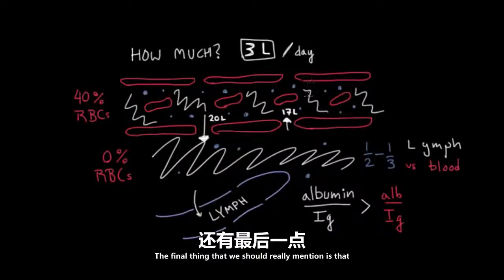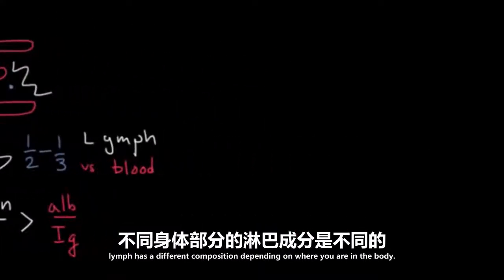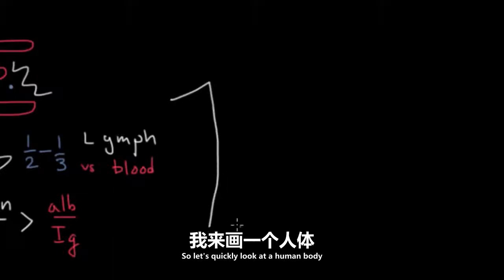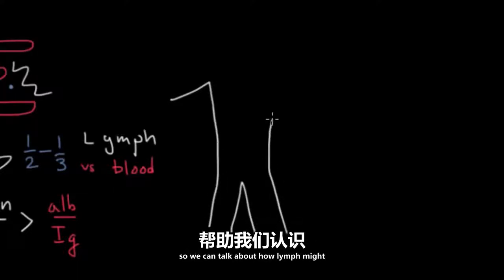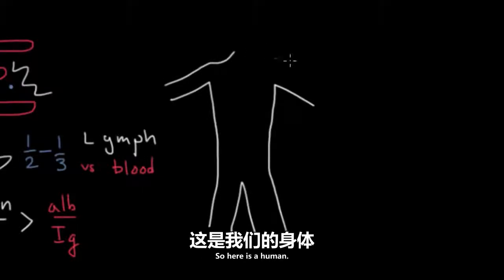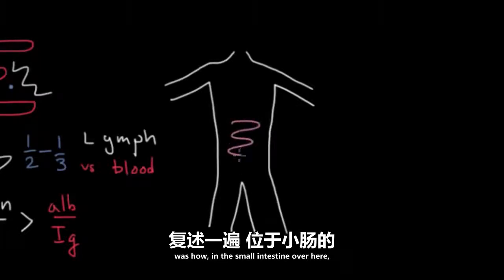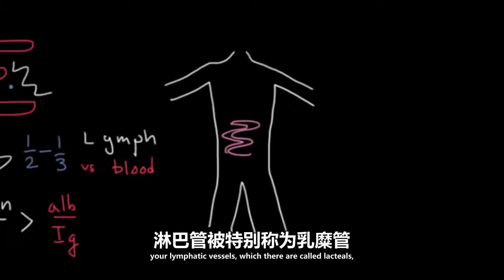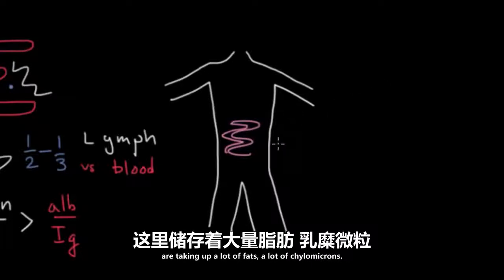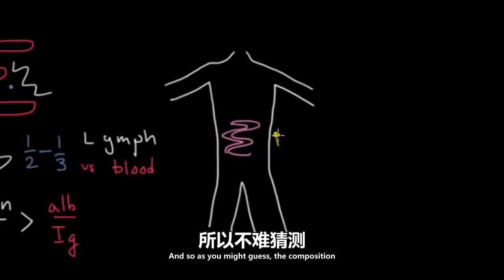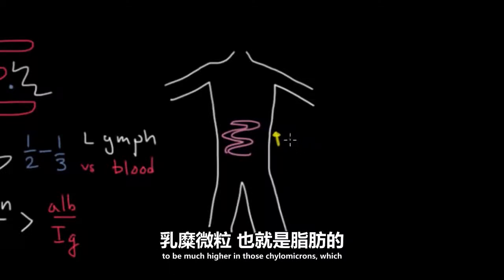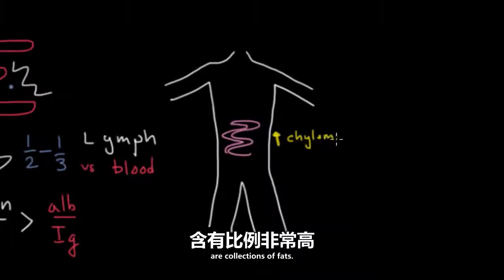The final thing that we should really mention is that lymph has a different composition depending on where you are in the body. So let's quickly look at a human body so we can talk about how lymph might differ from place to place. Here's a human, and one thing we talked about was how in the small intestine over here, your lymphatic vessels, which there are called lacteals, are taking up a lot of fats, a lot of chylomicrons. As you might guess, the composition of lymph coming from there is going to be much higher in those chylomicrons, which are collections of fats.